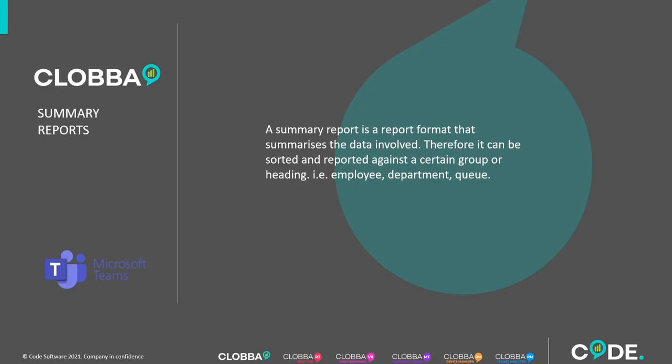Clobba has two types of report formats. The first being summary reports. This is a simple report where it summarises the data into groups, such as looking at by employee or department, or even queue or auto attendant.